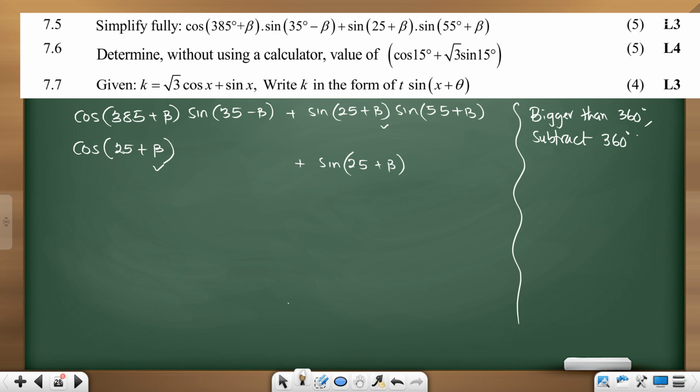If you are smart enough, I have a 35 and on the other side I have a 55. I am done. What is 35 plus 55? Sweet.